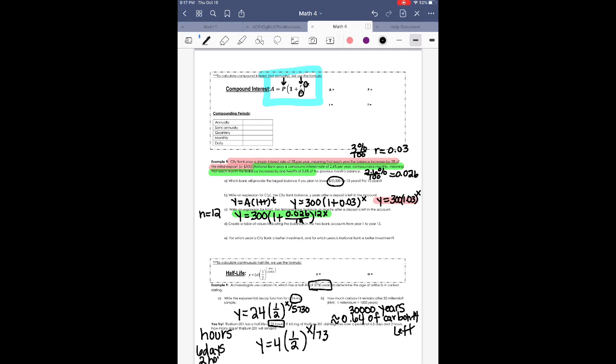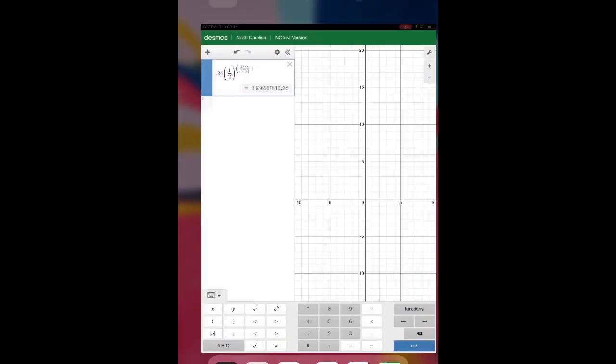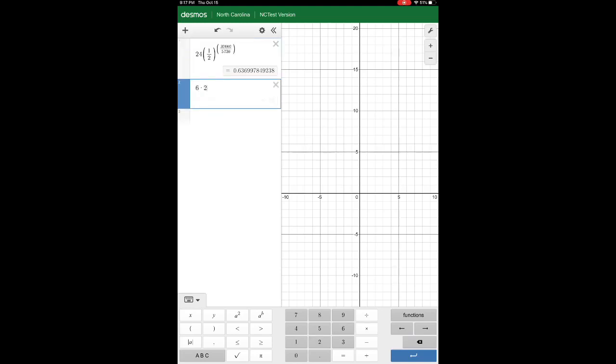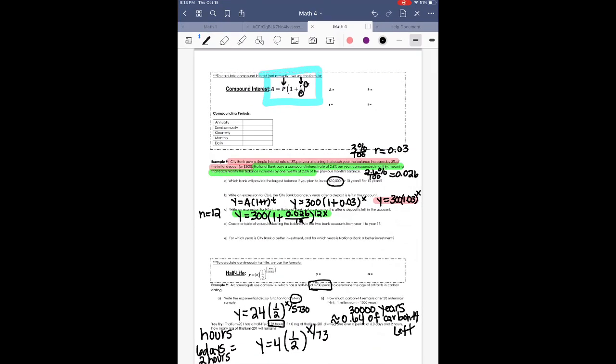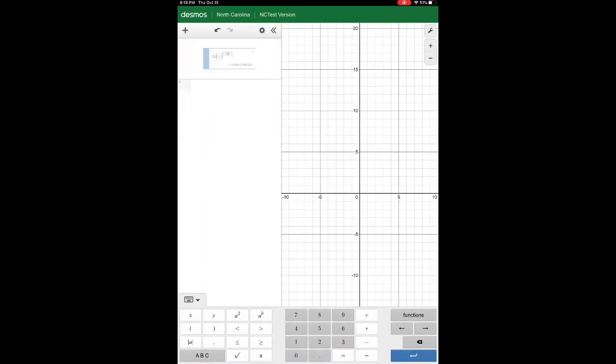So if I convert 6 days and 2 hours, that's going to convert to, well, there's 24 hours in a day, right? So 6 times 24. So we have 144 plus two extra hours. We have 146 hours. So I can take that 146 hours and I can plug that in for X. And I can go right into my problem.